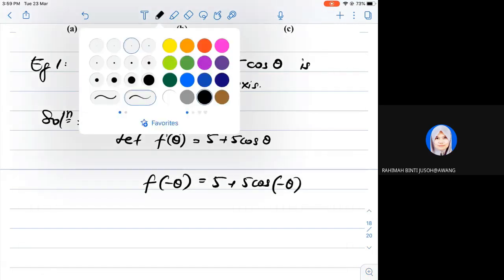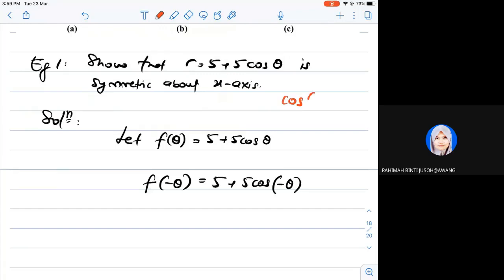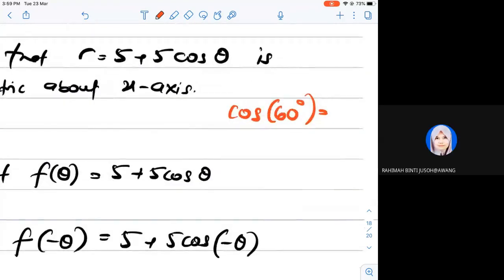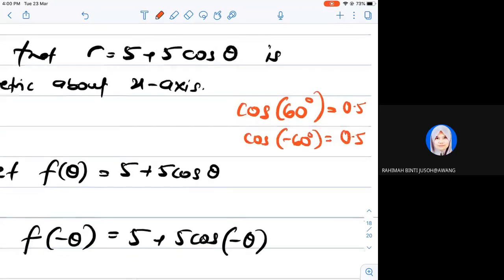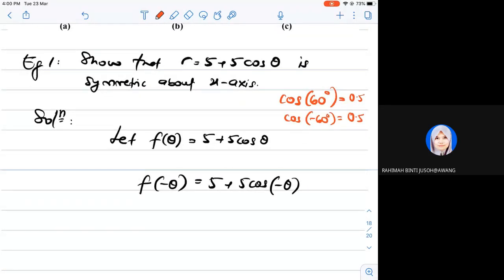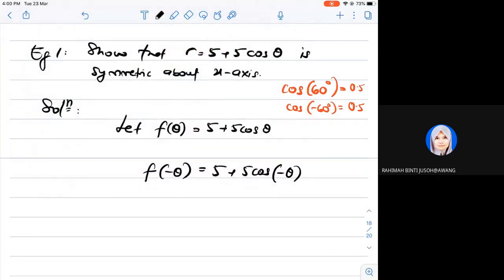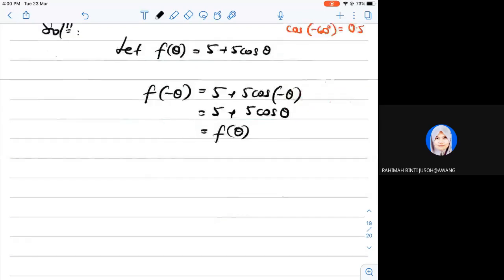You all ada calculator dengan you kan? Cuba cari cos 60 darjah. You all dapat apa? 0.5, ataupun 1/2. Kalau you tekan calculator cos negatif 60 darjah, you all dapat apa? Sama, ya betul. So sebenarnya guys, cos positive angle adalah sama dengan cos negative angle. So dalam kes kita ni, bila kita buat proving, benda ni adalah sama juga dengan 5 plus 5 cos positive angle. Okay, so ni samalah dengan f theta balik. So yes, symmetry about x-axis, as simple as that.